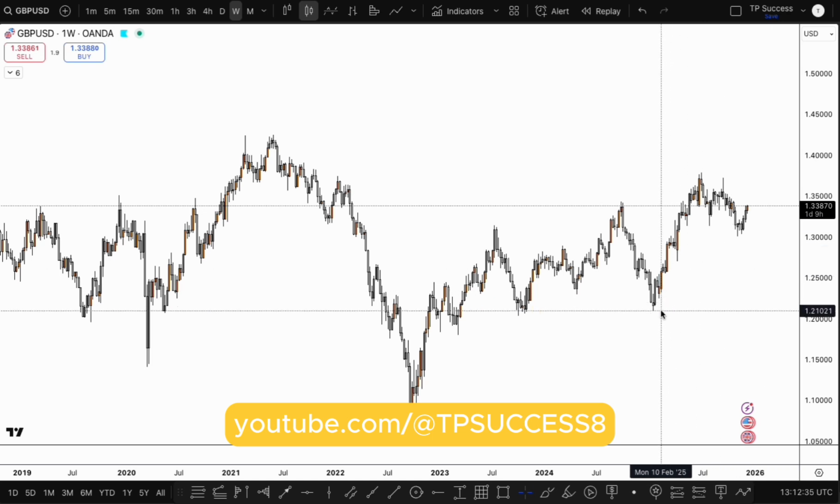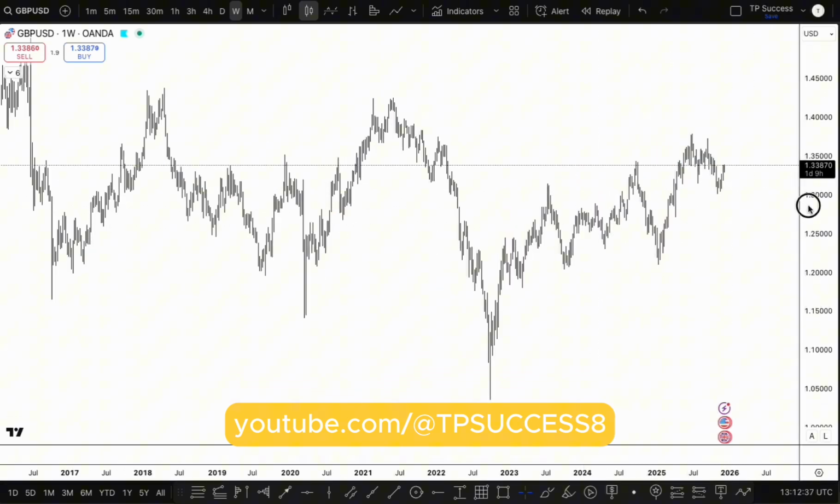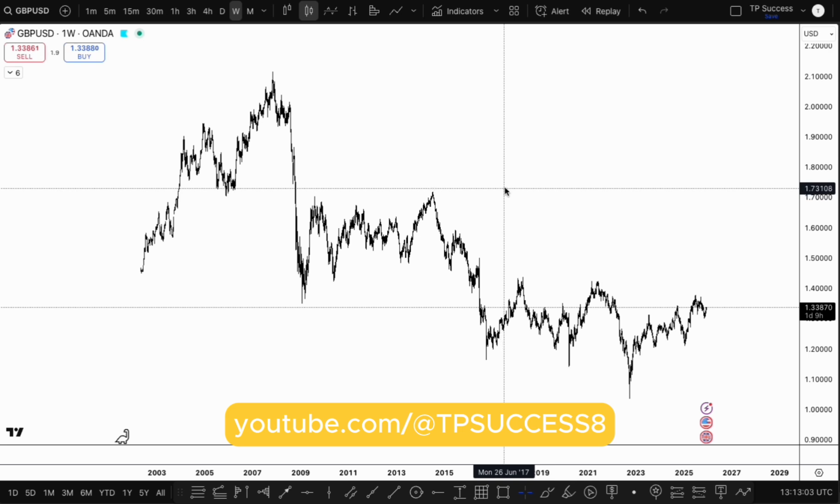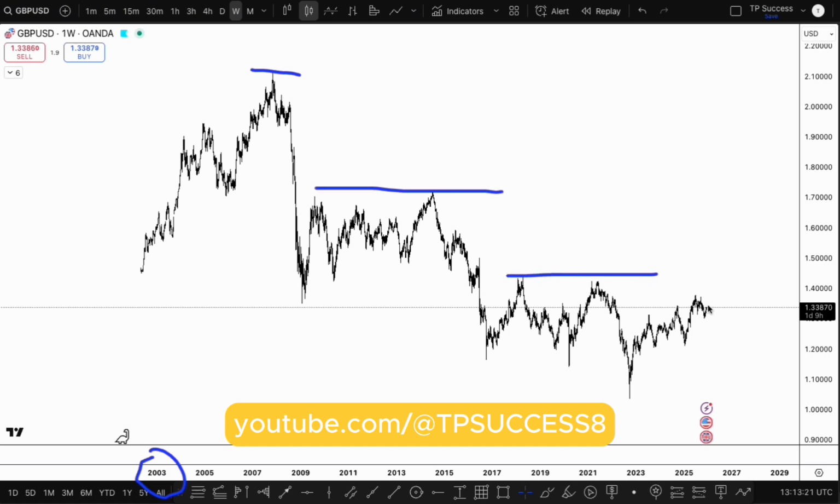We can see price is basically moving up, that's what price is doing. But overall, GBPUSD is in a downtrend. So this is going back as far as 2003, according to what I'm seeing here on the TradingView chart. As you can see, we're having lower highs, lower highs, lower highs, and we want to know what price is going to do should this make its way up to this level right here. We want to know what price is going to do at that zone.